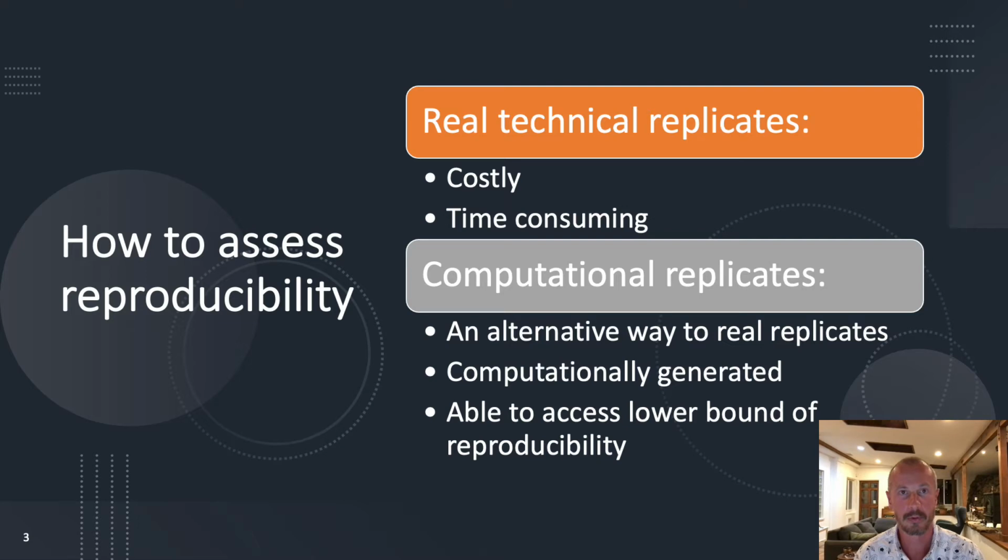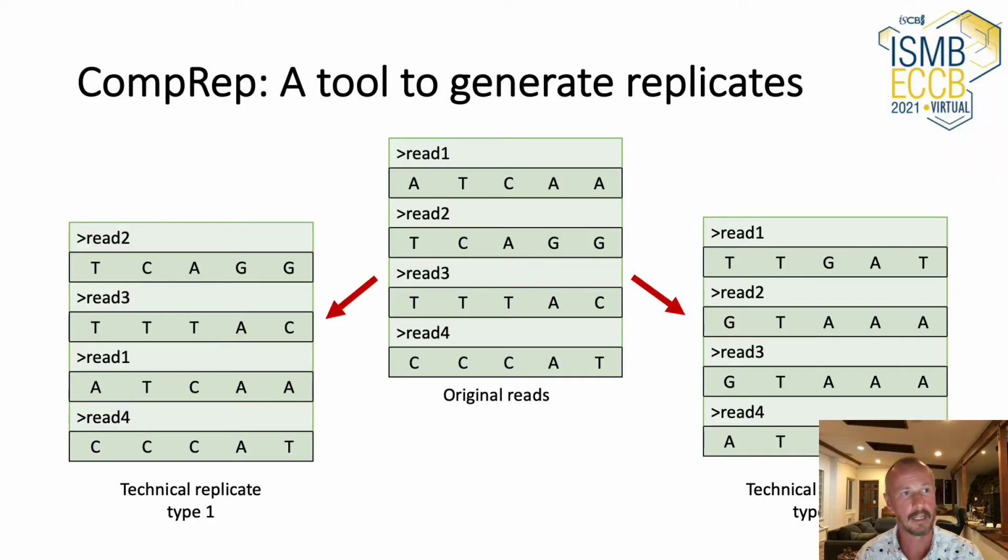We propose to use computational replicates, which can be an alternative to real replicates. They will be computationally generated, and they can assess the lower bound of reproducibility, meaning that they cannot capture the entire variability due to different runs or sequencing your sample in different laboratories. However, they can capture some properties. For that, we have developed CompRep, computational reproducibility, a tool to generate replicates.